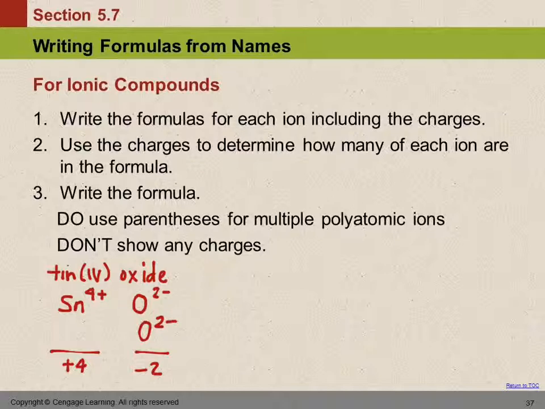That's all we can do. You can't add something with a different charge. You can't add something else. All you can do is add more of the same. Well, if we've got 2 of those, now we've got a -4 charge. So this tells us that we've got 2 of these guys. So then in the formula, it's going to be SnO2: 1 tin ion and 2 oxide ions.